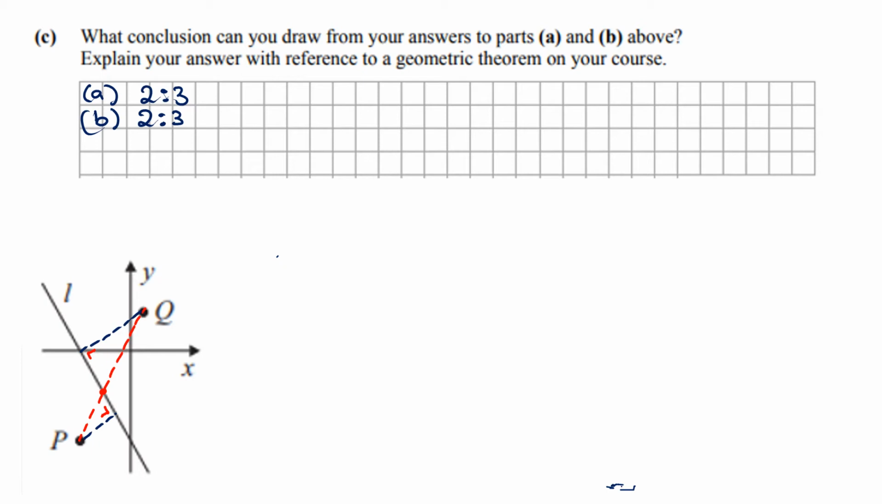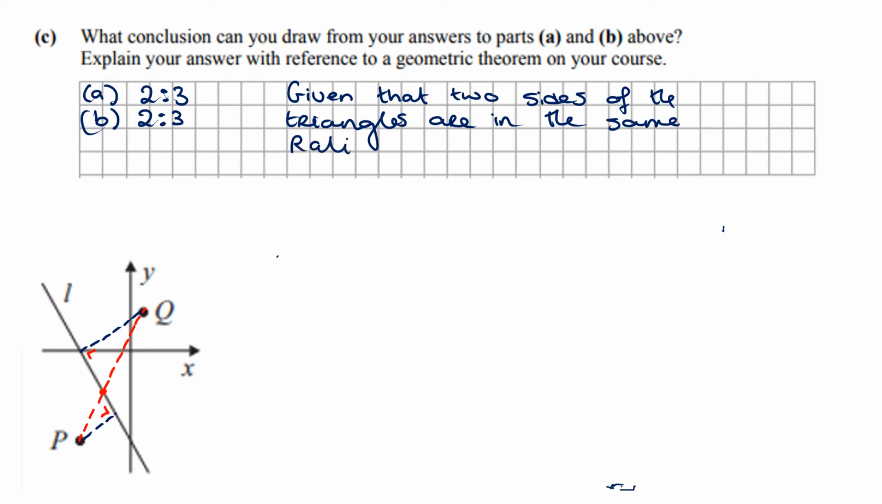So let's write something down for this. Given that two sides of the triangles are in the same ratio, the triangles are similar triangles.